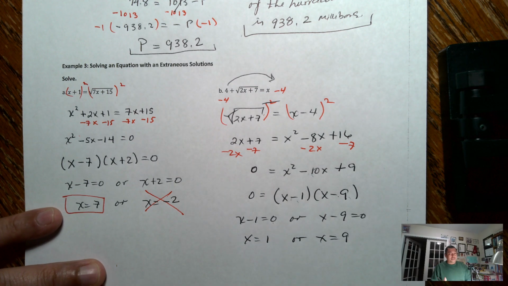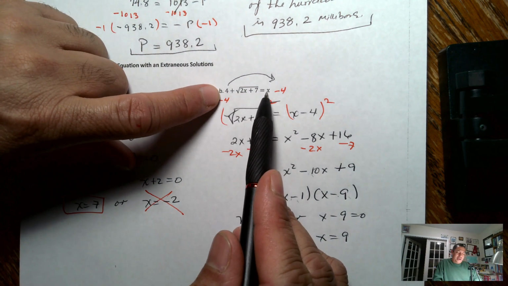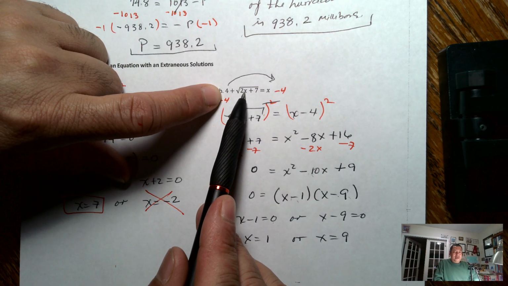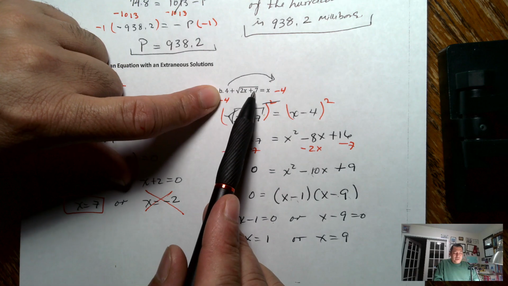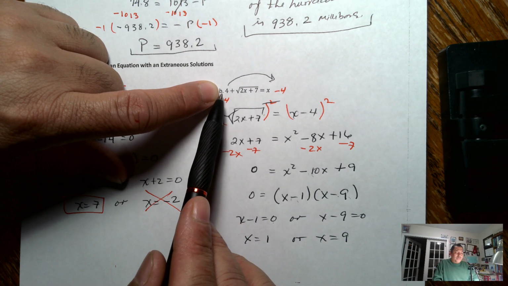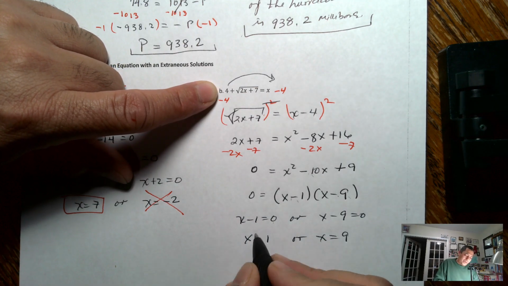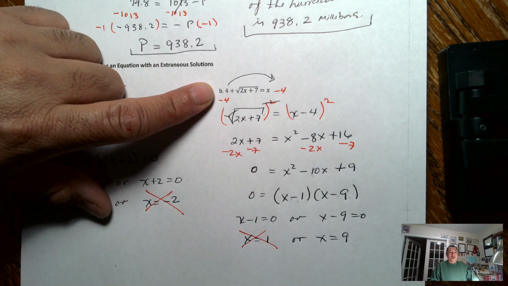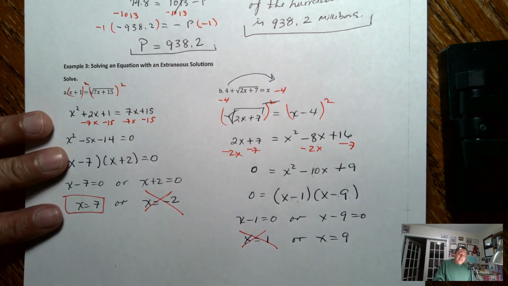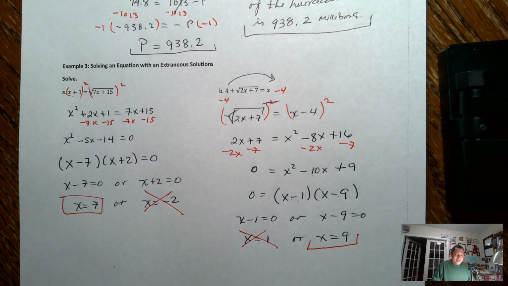We need to try for extraneous solutions. So this time I'm going to give it a try with 1. So I have 1 here. So 2 times 1 is 2, plus 7 is 9. Square root of 9 is 3, plus 4 is 7, which is not equal to 1. So x equals 1 does not work in this case. Okay. So in this case, it's going to be x equals 9. You can plug in 9 and then you can verify the solution.